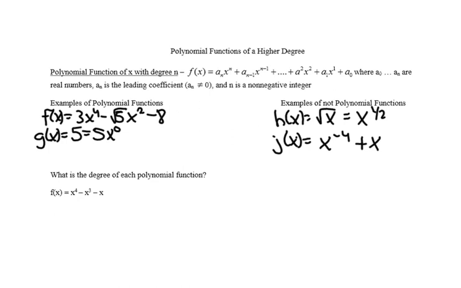Well, the degree for f of x, remember it's separated by addition and subtraction, so whichever term has the highest exponential power is going to be the degree of the entire polynomial. So the degree here is 4.